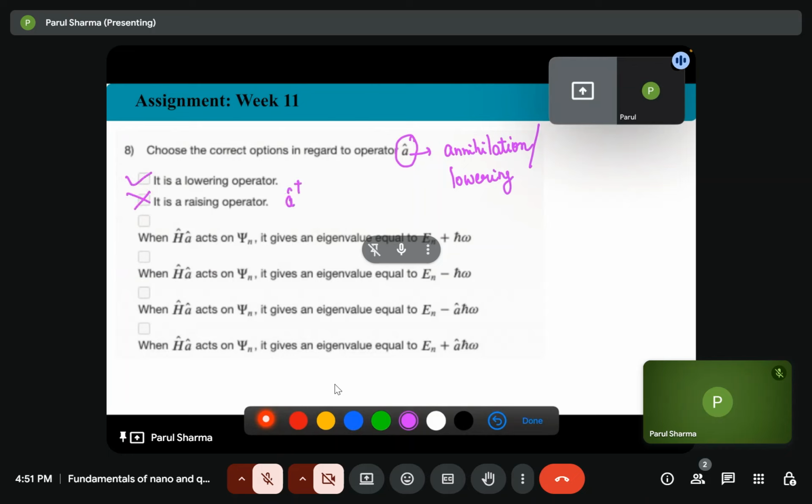Now, when H acts on A psi n, it gives an eigenvalue equal to En plus H cross omega. So we saw that when H was operating on A, HA was operating on psi n, it was giving us En minus, because it's an annihilation operator. So the energy was decreasing by H cross omega. So it will not. This is correct.